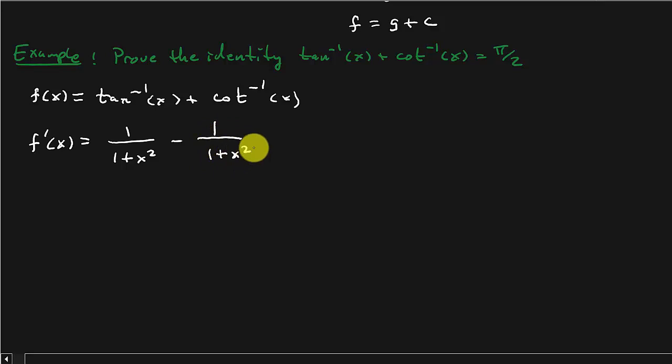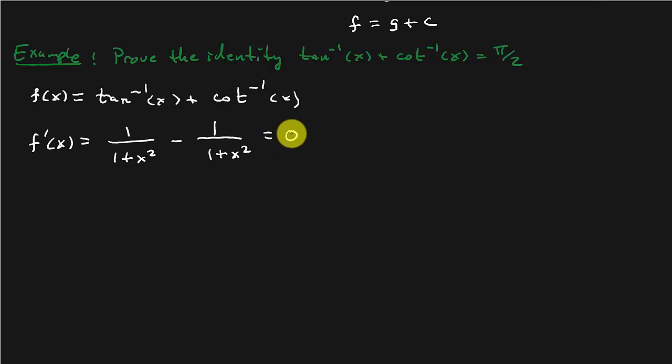You've just got to know those derivatives. You've already learned how to do those. Go back to the chapter where you learned the derivatives of arctan and all that. Those formulas are there. And of course we can see this is equal to 0 for all values of x.